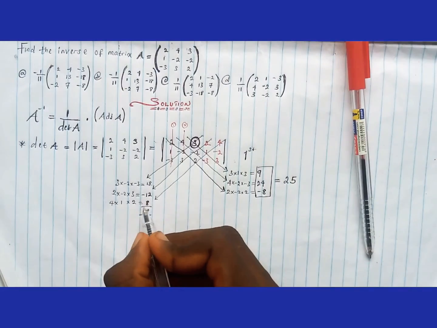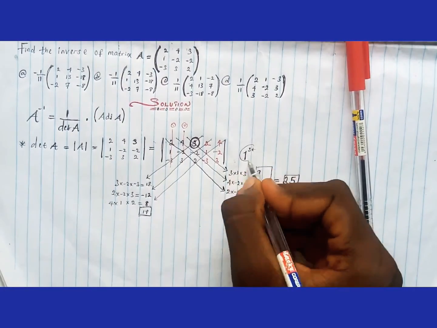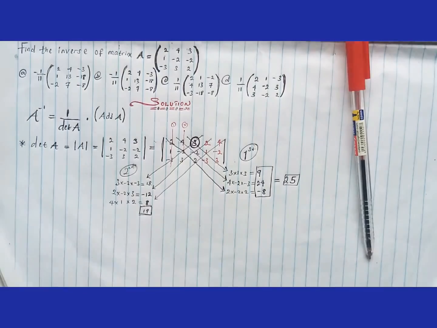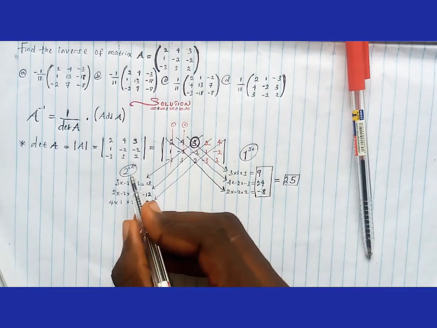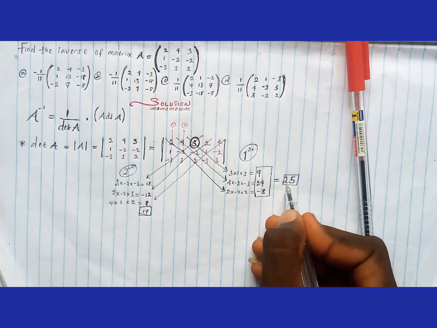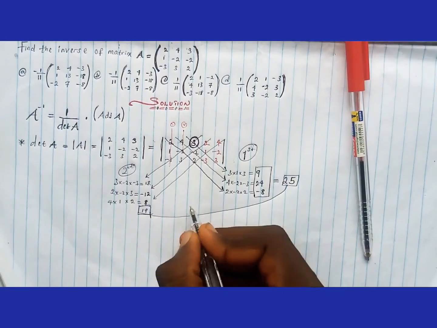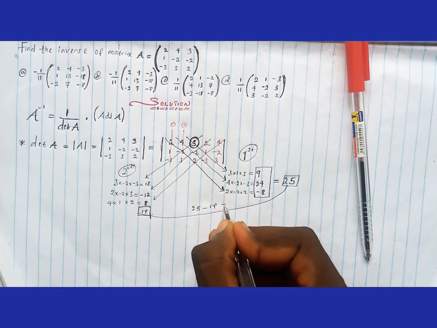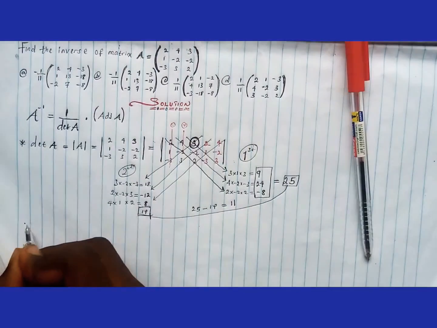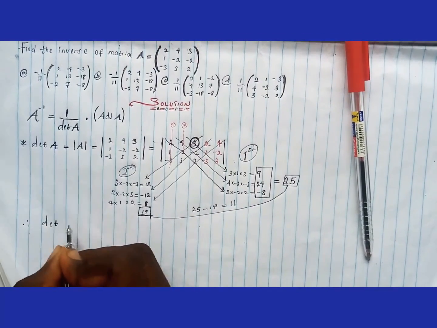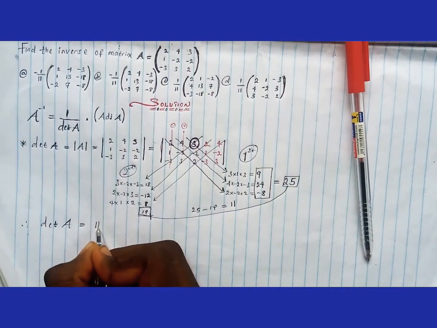Now here we have two answers. This is for the first part and this is for the second part. The next thing for you to do is to subtract the second part from the first part. That is 25 minus 14, which is 11. So therefore, the determinant of matrix A is 11.